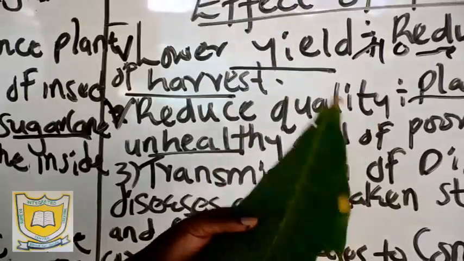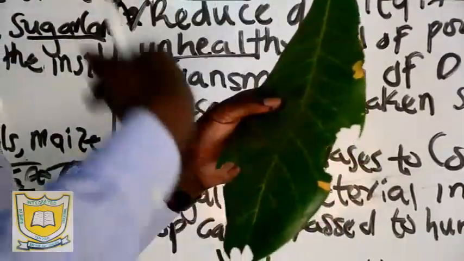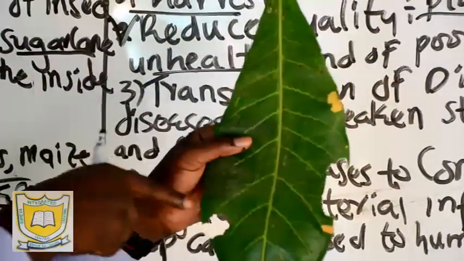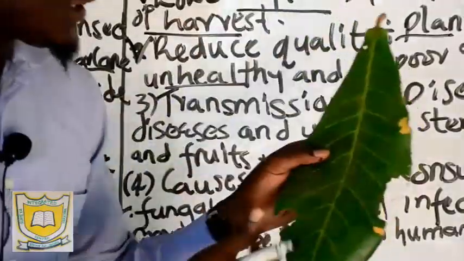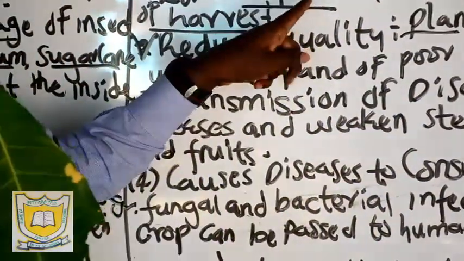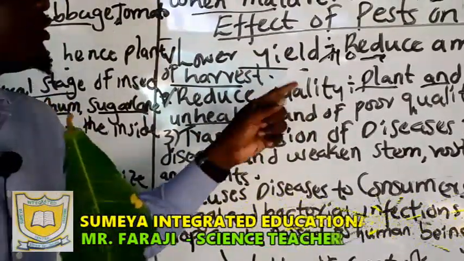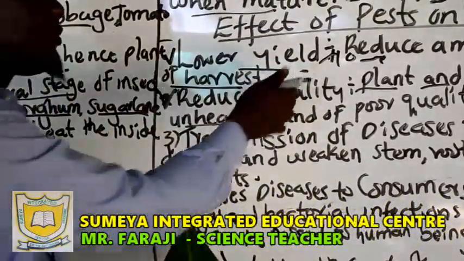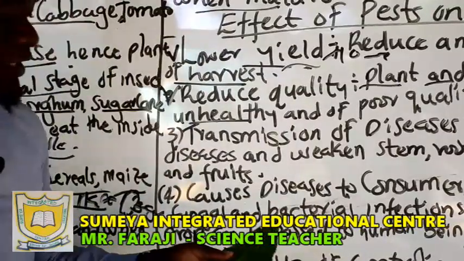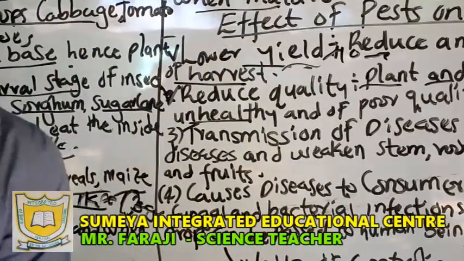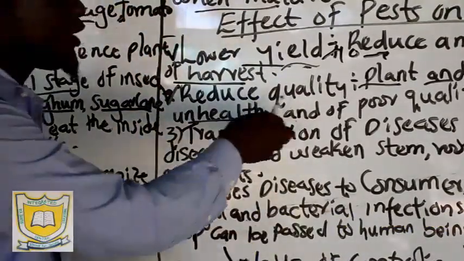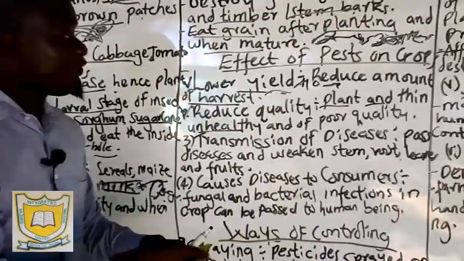And if it destroys the quality of this leaf, it also affects photosynthesis of this plant. When it affects the photosynthesis of this plant, it also affects the yield, because photosynthesis leads to manufacturing of food, and that manufacturing of food is what we call the yield. Now, that is under the reduction in the quality and also the lowering of the yield.